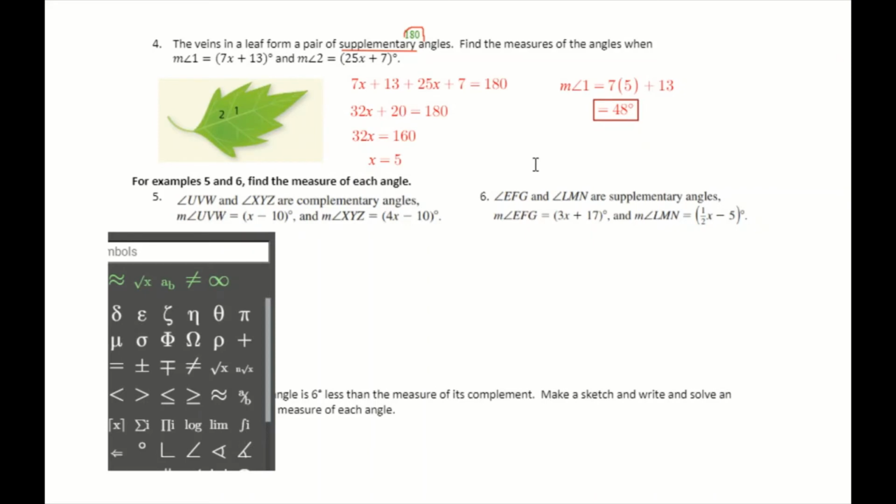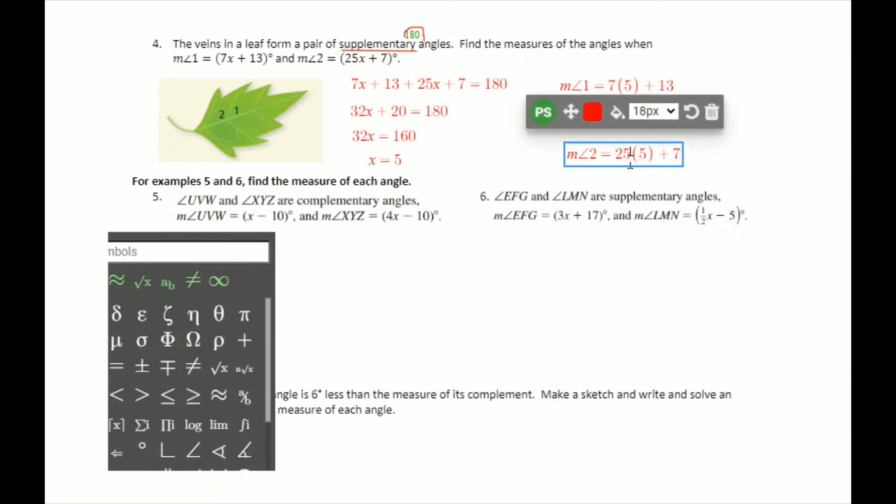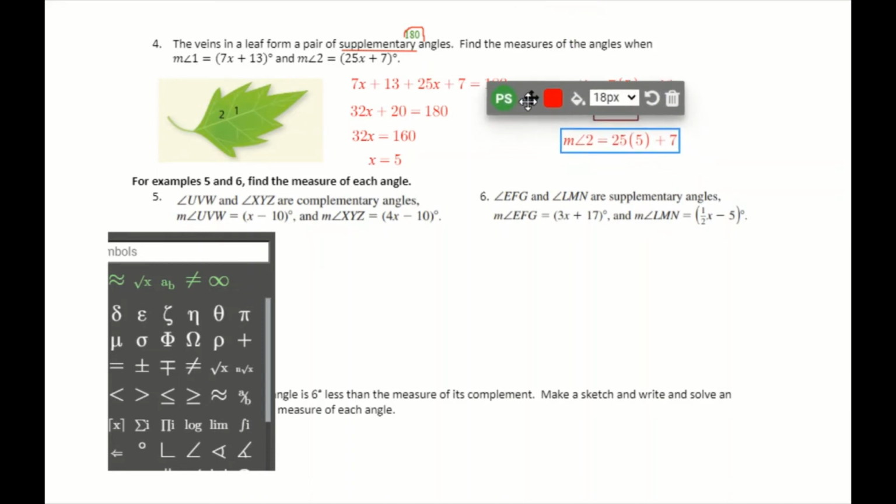So let's now compute the measure of angle 2. Angle 2 is 25x plus 7. So it'd be 25 times x, which we found is 5, plus 7. Now, 25 times 5 is 125, plus 7 would be 132.